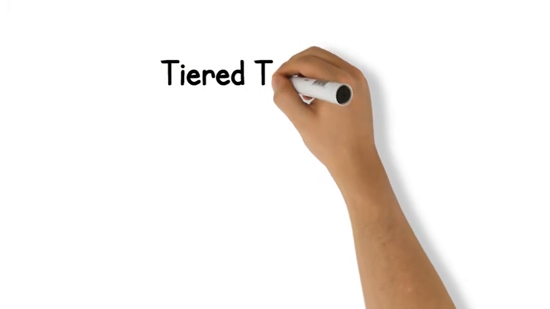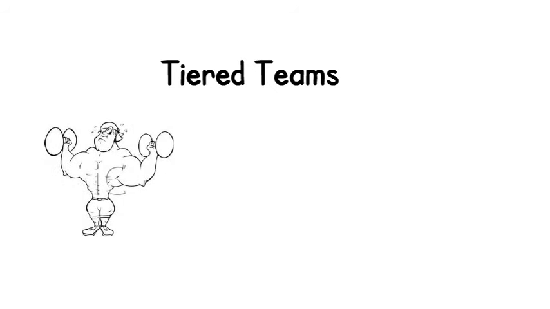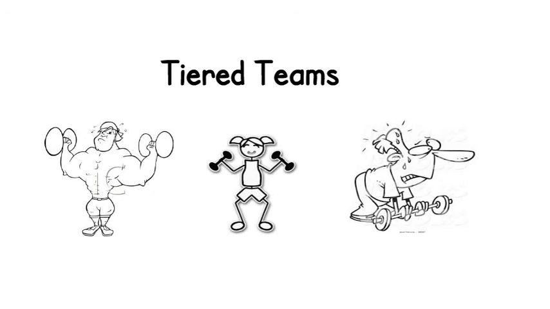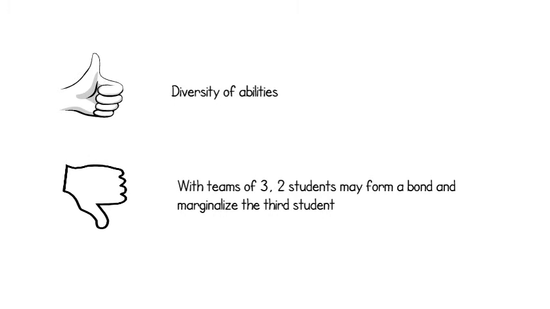Tiered teams work best with teams of 3. Tiered teams involve a very strong student, a medium ability student, and a weaker student. The plus side of tiered teams is that you have academic diversity. The downside of tiered teams is really the downside that you experience with all teams of 3. 2 students may form a bond and marginalize or isolate the third student.